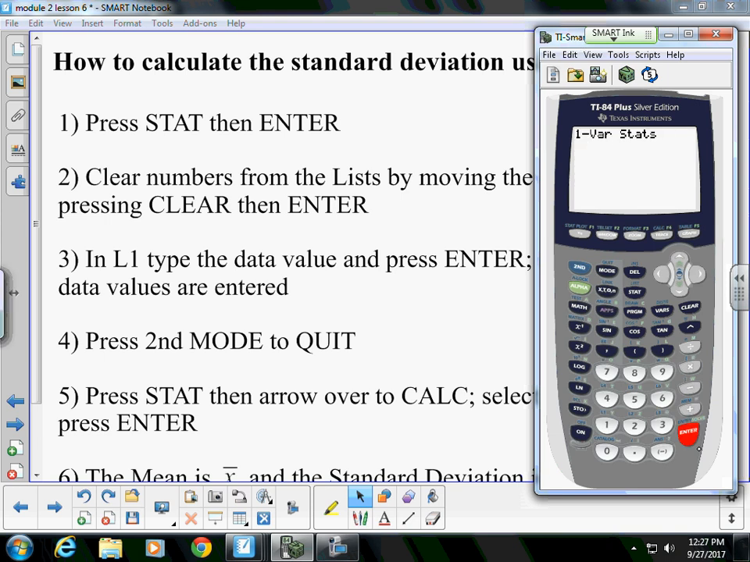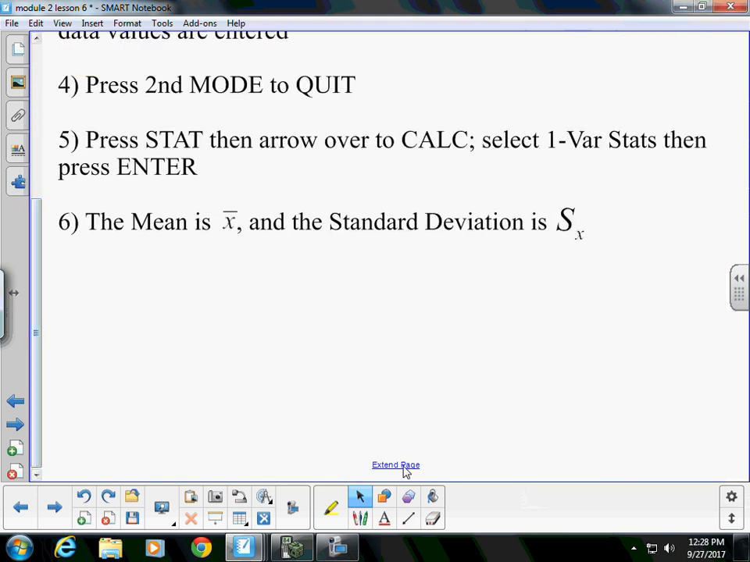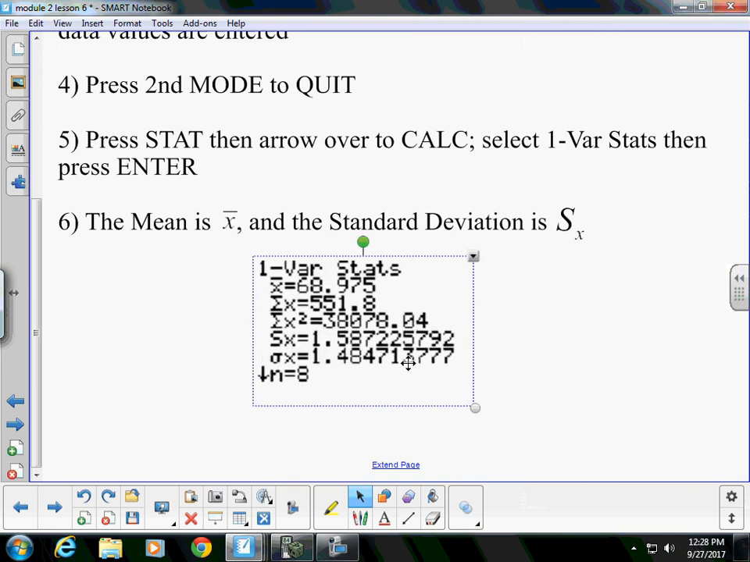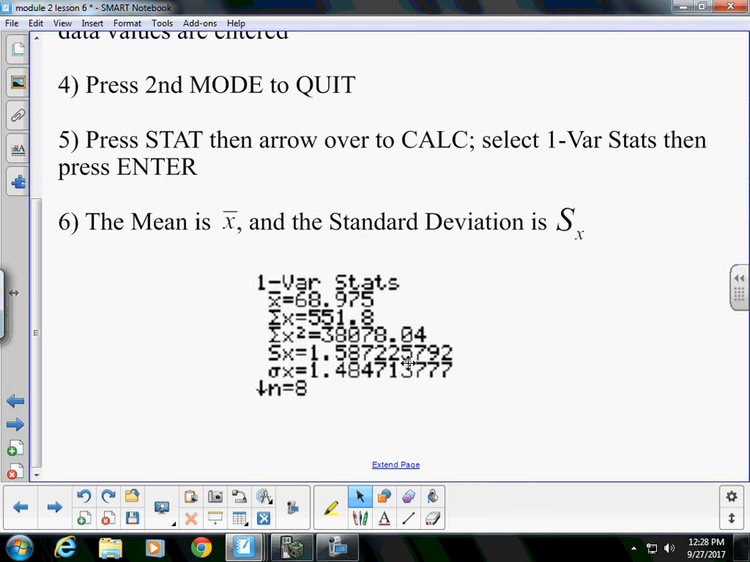Now on your screen, I think there might be a little bit more. I'm going to push enter, and it's going to give me a whole bunch of statistics. When you see X bar, let me scroll for a second here. Okay, so here's my calculator screen. When you see X bar, that's the X with the line over top of it, that is your mean. And when you see the S with the X, this one right here, that's your standard deviation.